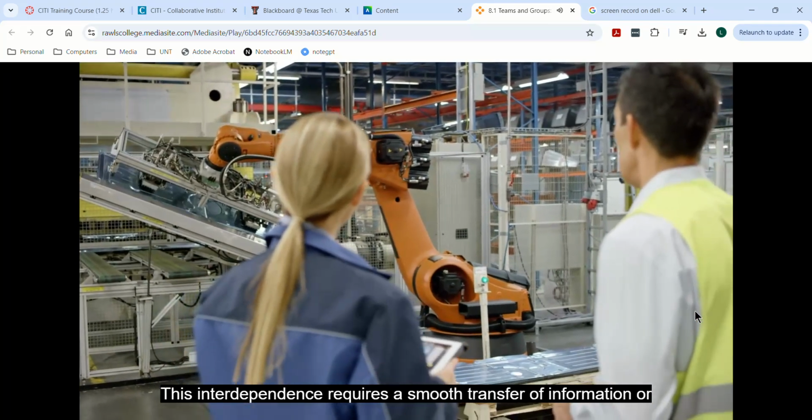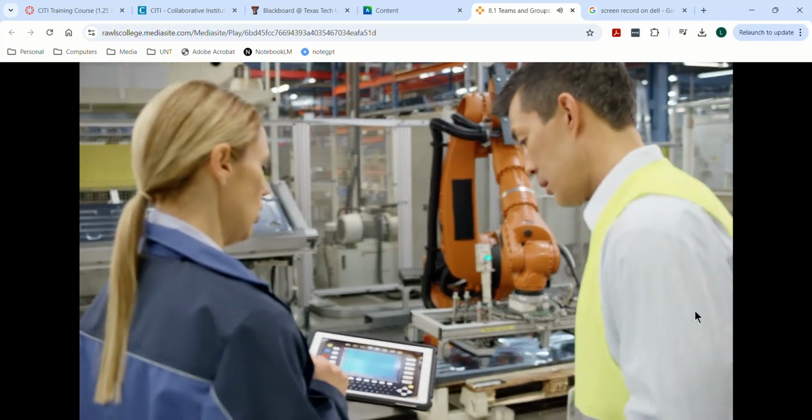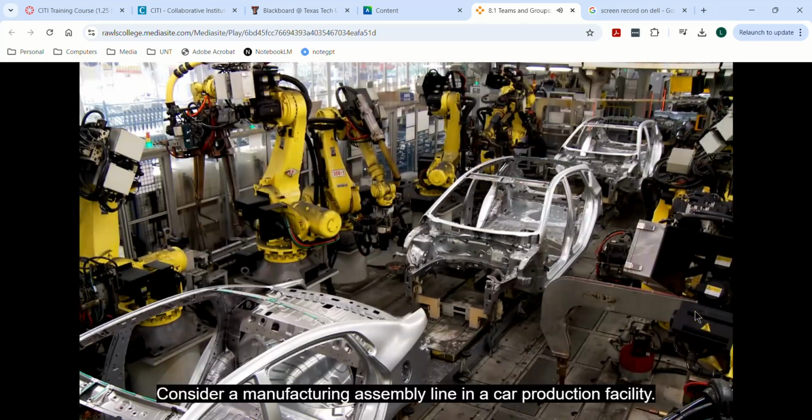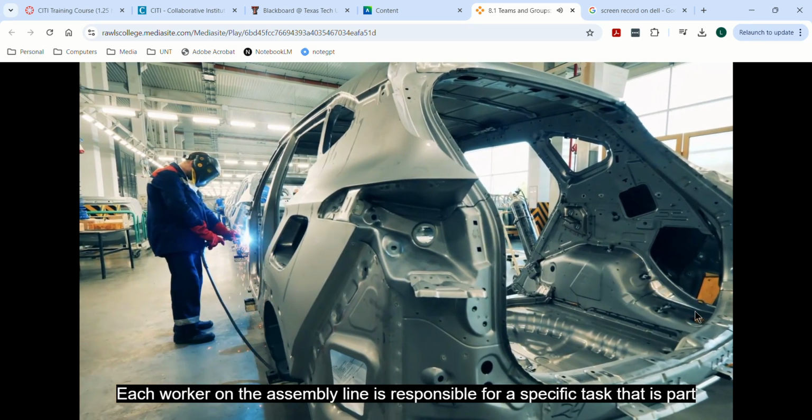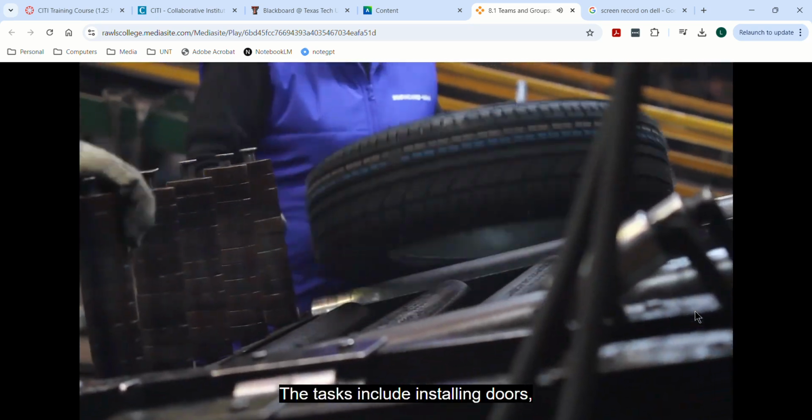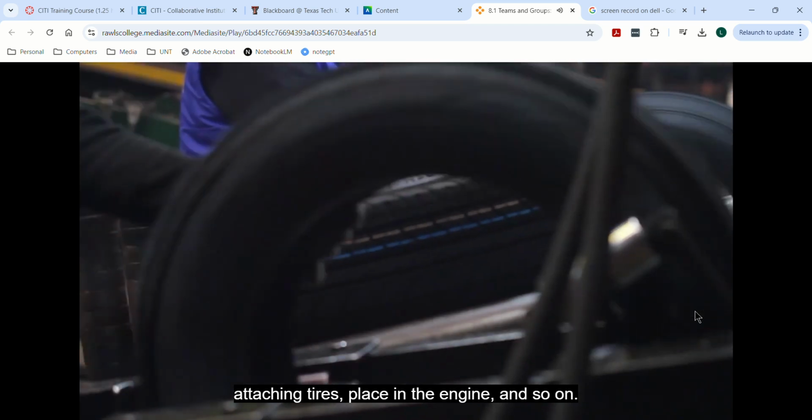This interdependence requires a smooth transfer of information or materials from one task to the next, making coordination and communication critical. Consider a manufacturing assembly line at a car production facility. Each worker on the assembly line is responsible for a specific task that is part of the sequential process of building a car. The tasks include installing doors, attaching tires, placing the engine, and so on.